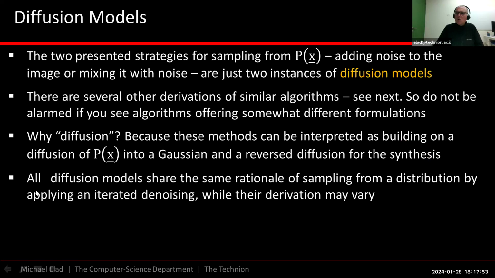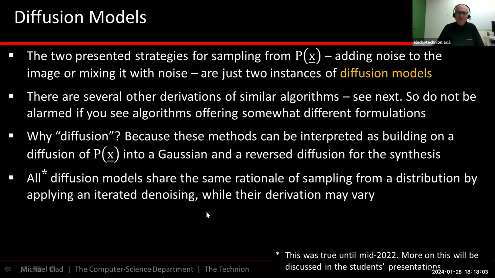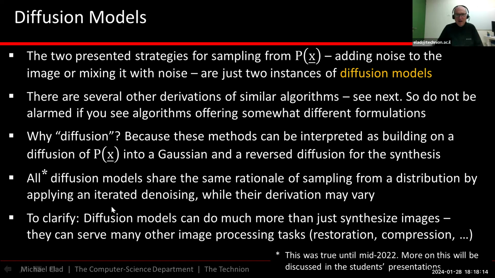Now, I wish I could have told you that all diffusion models share the same rationale, relying on denoisers. They are not. 2 years ago, papers started appearing, showing that you can actually design diffusion differently without denoisers. And maybe some of you will choose papers that will show us such things. So we will see. And just to clarify, diffusion models are not just synthesizers of images. They can serve other needs. They can, for example, sample from posterior, and suddenly I'm coming back to inverse problems. They can help in compression, all sorts of things. We'll see that. Oh, we might talk about it.